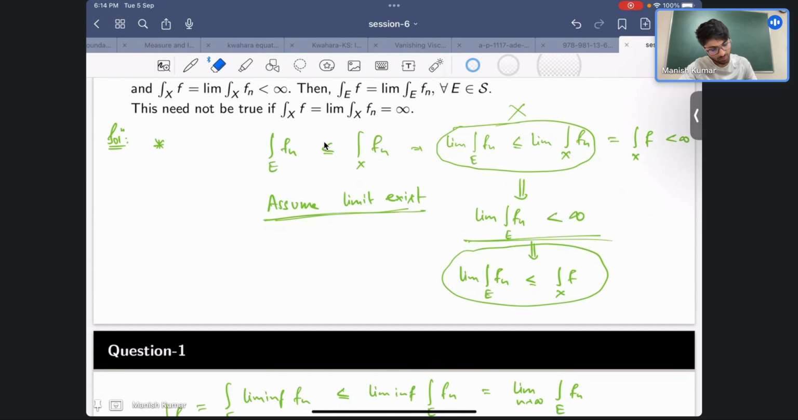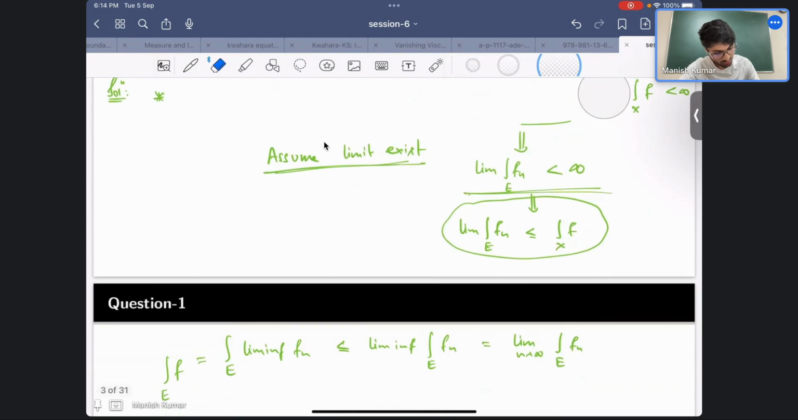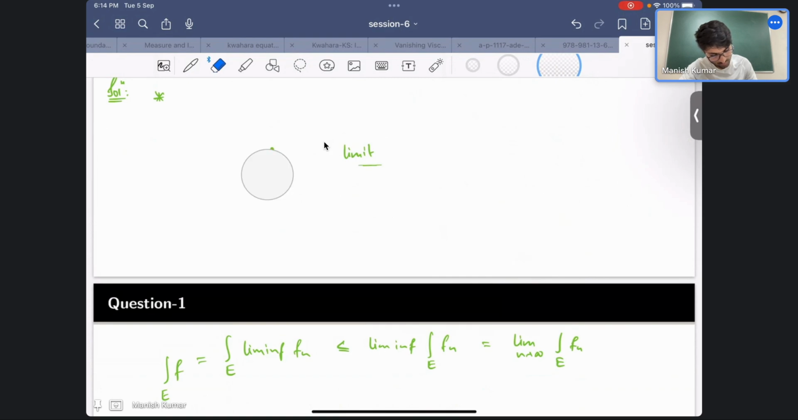So in this part you are somehow assuming that the limit exists. That's why this is not correct. But what you have said here is totally correct. Okay, so let me just rub it off. Now let me copy this one.